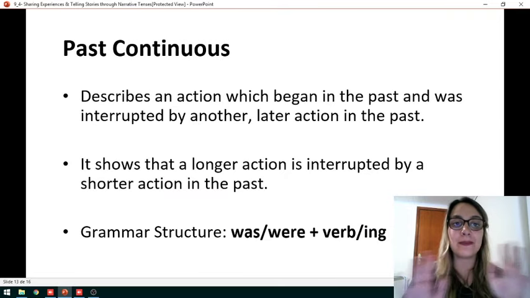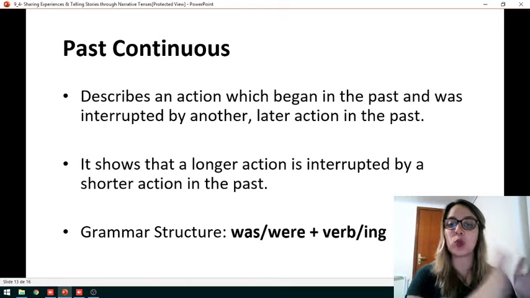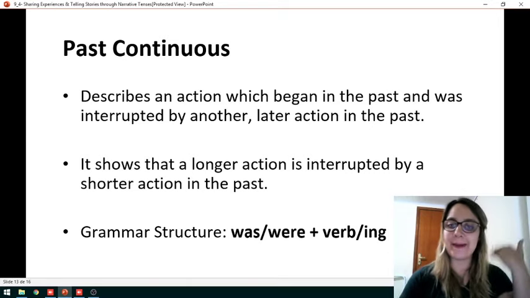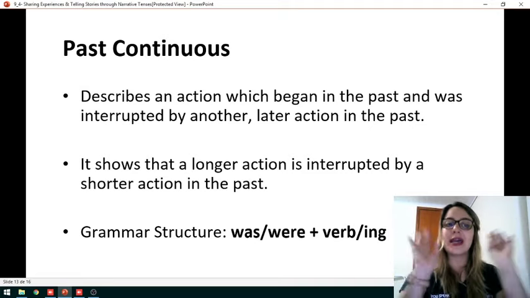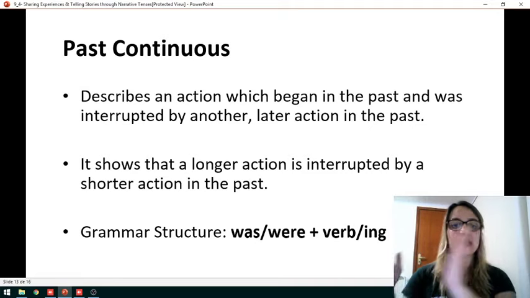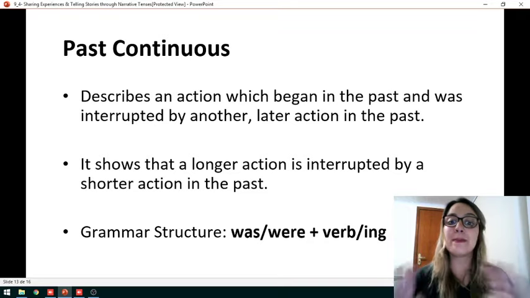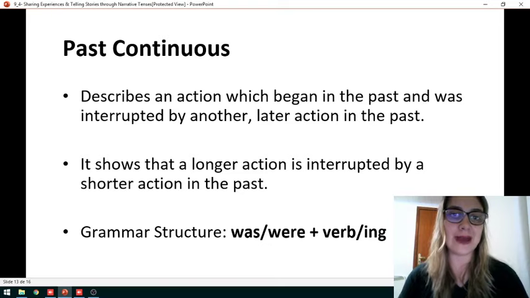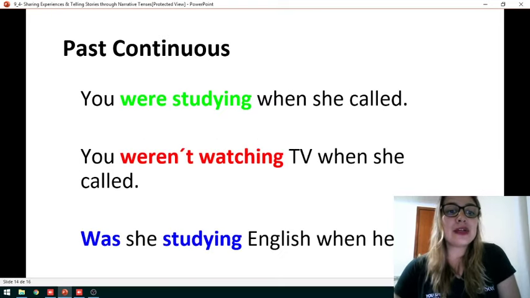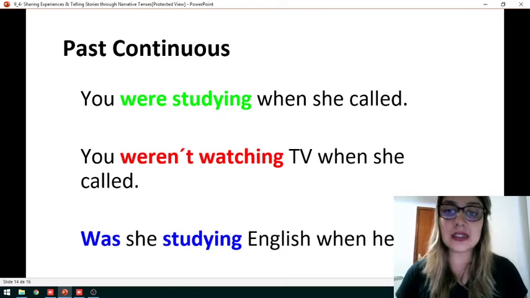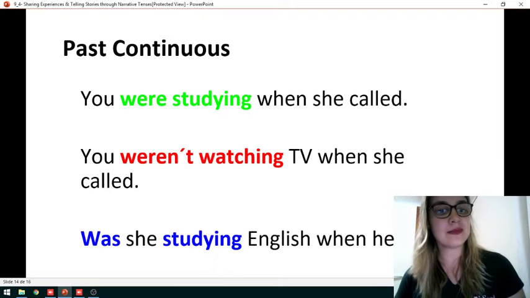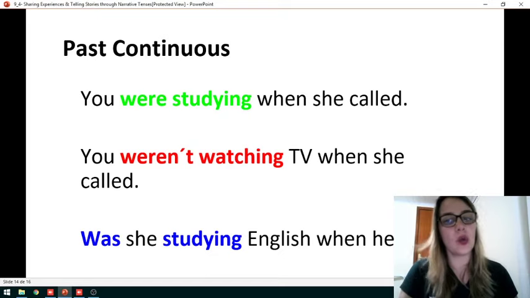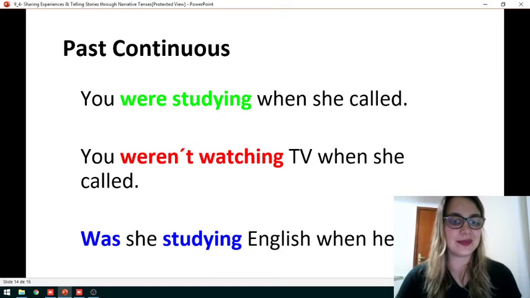Whereas just in the normal past continuous, we use was or were with our verb with ing. Once again, something happened in the past, a long action. It was stopped or interrupted because the shorter action happened. But the biggest thing is that we don't emphasize the time. Okay? Now, for example, negative, I can say you weren't watching TV when she called. So, you were studying when she called. You weren't watching TV. All right?